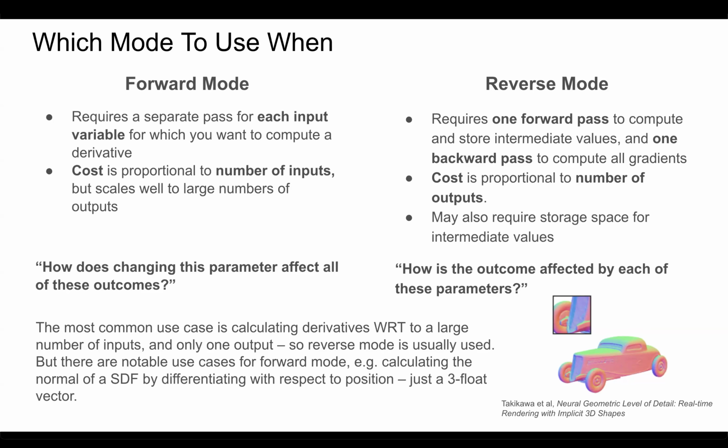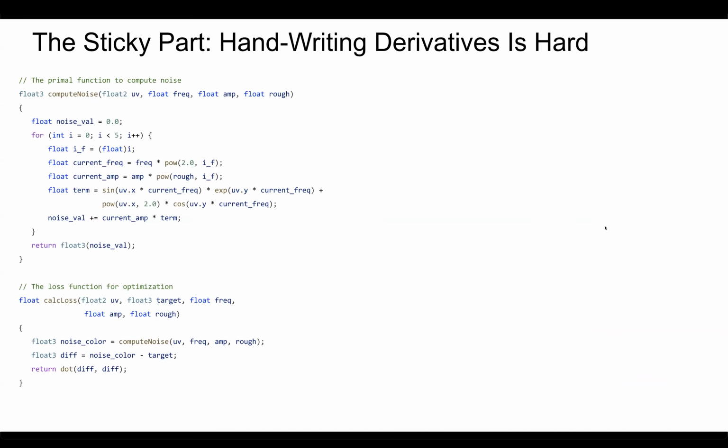For example, millions of pixels and only one answer to, is this a picture of a cat? But there are particular cases where forward mode is the one that you want to use. For example, calculating the normal of a signed distance field model with respect to its position, because the position is just 3 inputs. So understanding forward and reverse mode helps you pick the right strategy for your problem.